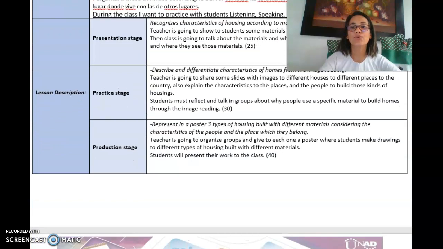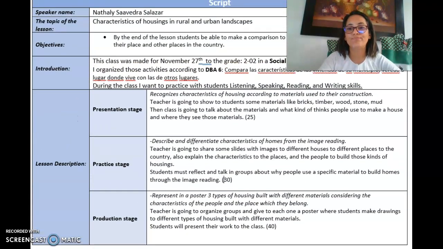Here I'm going to show you what the class structure was. Okay, we are going to talk about the lesson description. We organized the class in 3 parts. Part number 1, presentation stage. Second part was practice stage, and production stage was the third one. Okay, so I'm going to explain the first one, presentation stage.